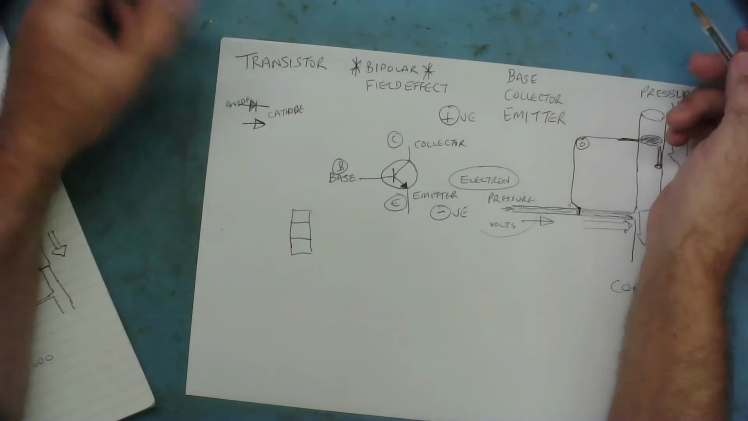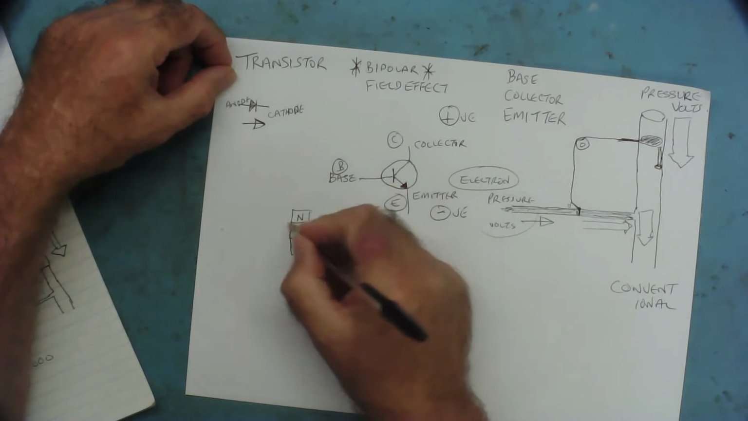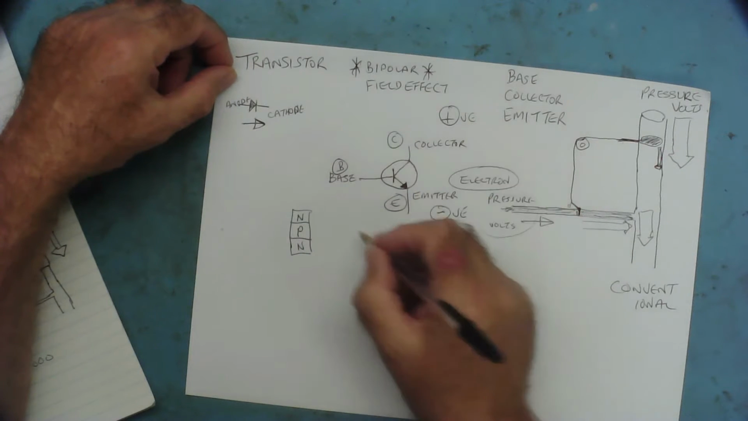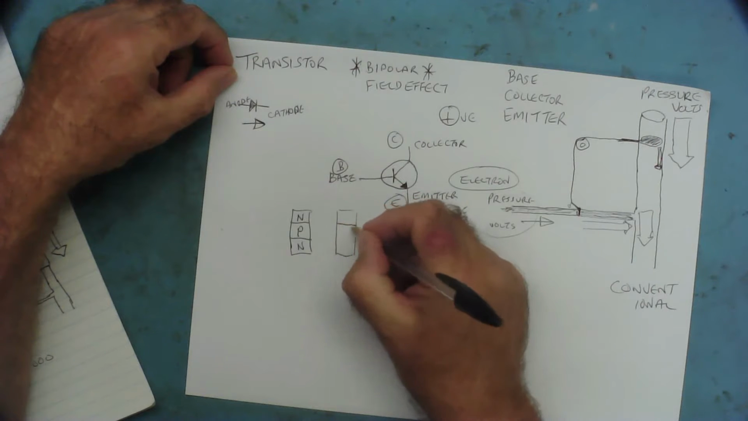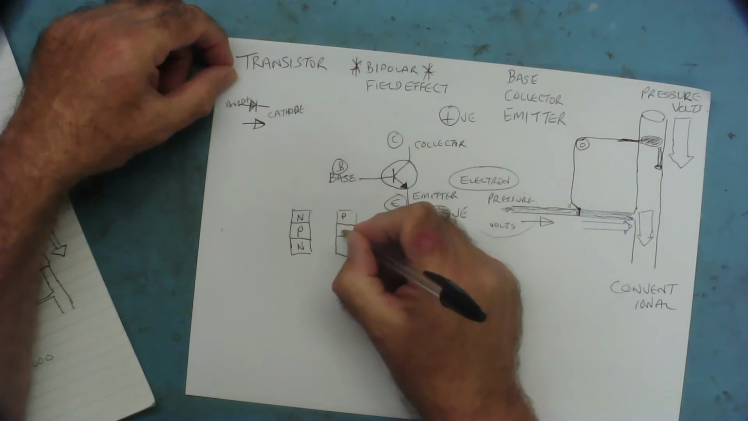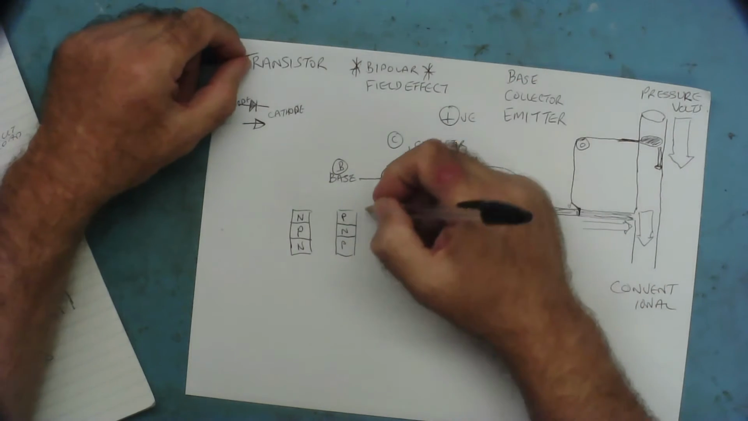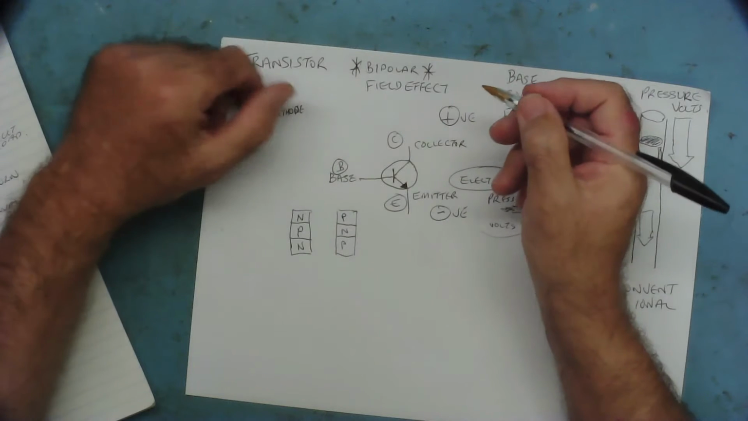So it makes sense. There are two ways to put these things together. We can either have N-type silicon with P-type in the middle and N-type there, or you could make it like this: P-type, N-type in the middle, and P-type there. In actual fact, you can do both of these, and they will both make you a transistor.